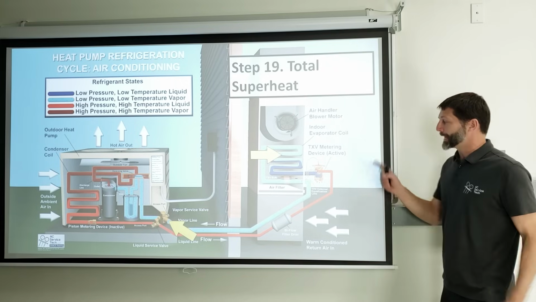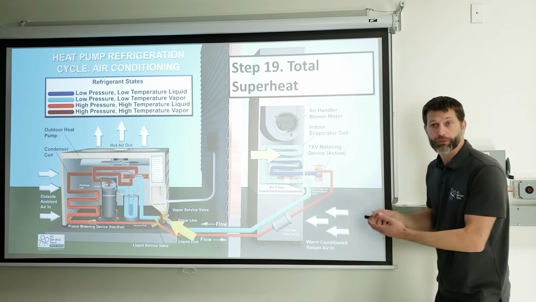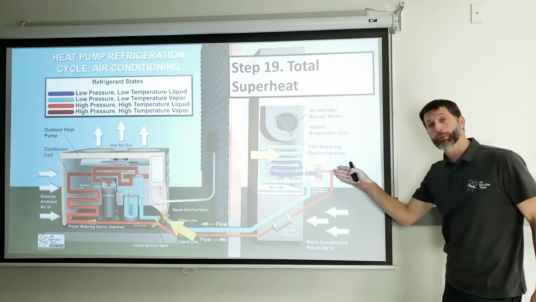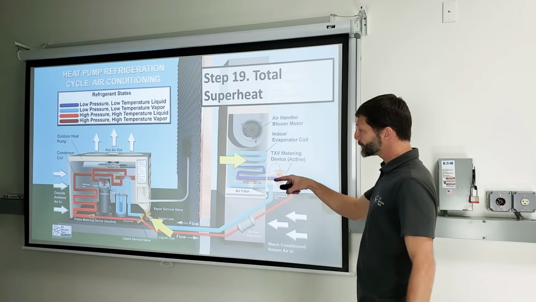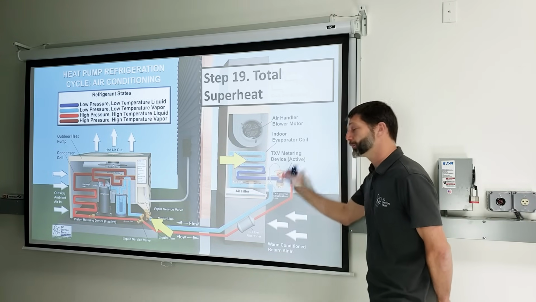So if this system had a piston here, then we would check the refrigerant charge with a total superheat method. But since the indoor coil's active metering device is a thermostatic expansion valve, we're going to check the refrigerant charge with subcooling. And so the whole job of the TXV is to make sure that it has some superheat.